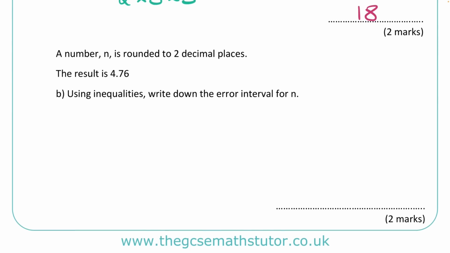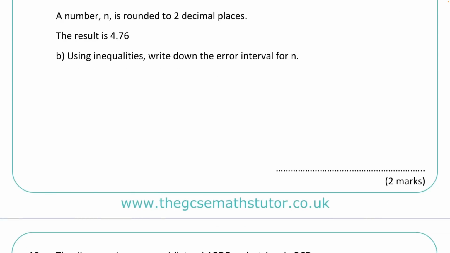For part B here, it says a number n is rounded to 2 decimal places and the result is 4.76. Using inequalities, write down the error interval for n. Now, quite a lot of the time you are given the error interval, but you need to know what it looks like. You have the letter that we are using in the middle, and we have 2 arrows pointing to the left, and the left arrow has this additional symbol on it. Now, to find the numbers either side, which we call our lower bound and upper bound, we just do, for the first one, which is 4.76, when it's a decimal like this, you just need to stick a 5 on the end of it, and that's a really easy mark to get.